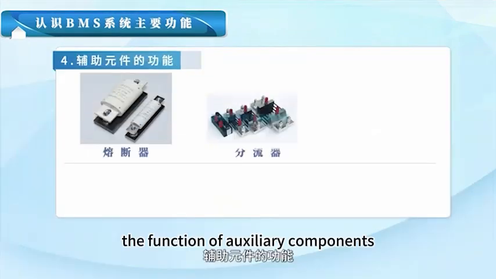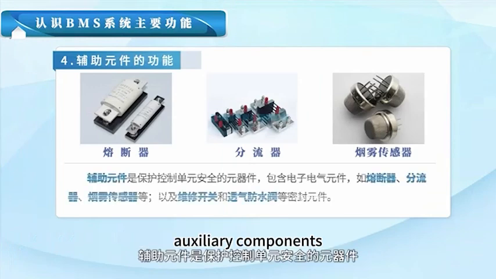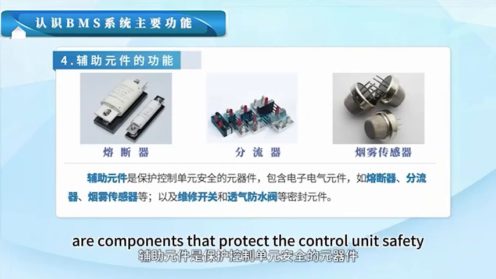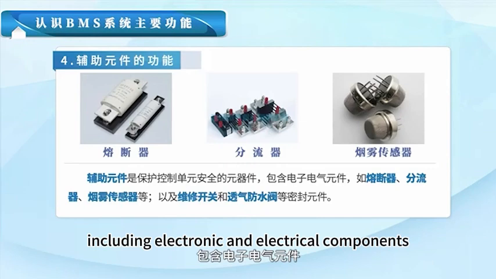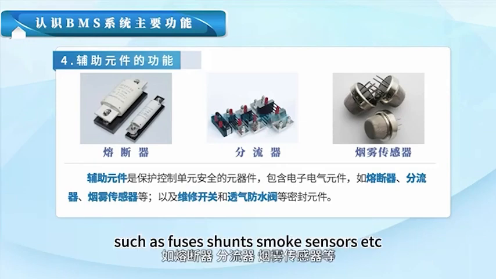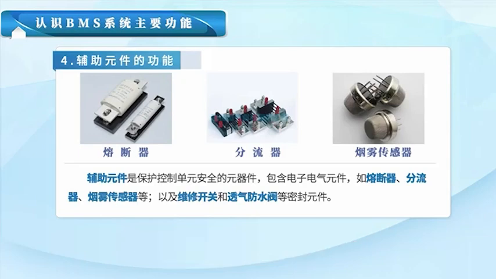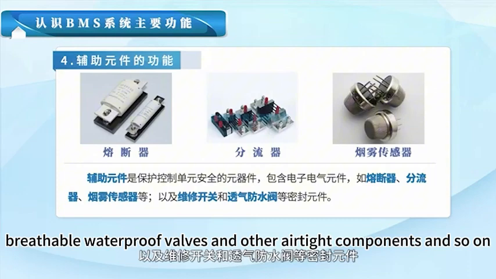The function of auxiliary components. Auxiliary components are components that protect the control unit's safety, including electronic and electrical components such as fuses, shunts, smoke sensors, and so on, and maintenance switches, breathable waterproof valves and other airtight components and so on.